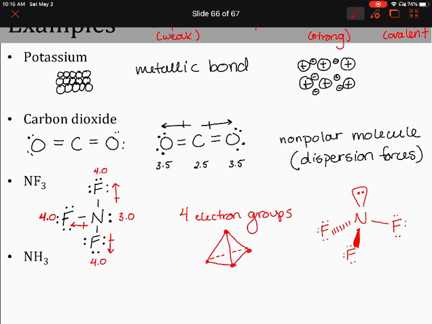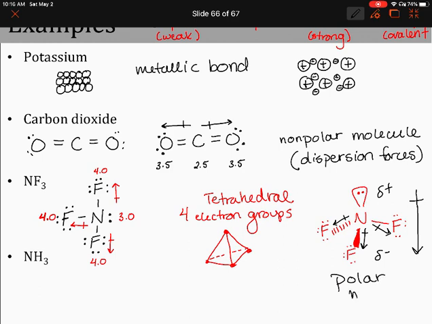Okay, so if this is tetrahedral, let's redraw our arrows showing where electron density is going. They're all going towards the fluorines. So we can see that electrons are overall moving downward. Maybe we'll draw an overall arrow off to the side. This tells us that the molecule does have a partial negative side and a partial positive side. So this is a polar molecule.